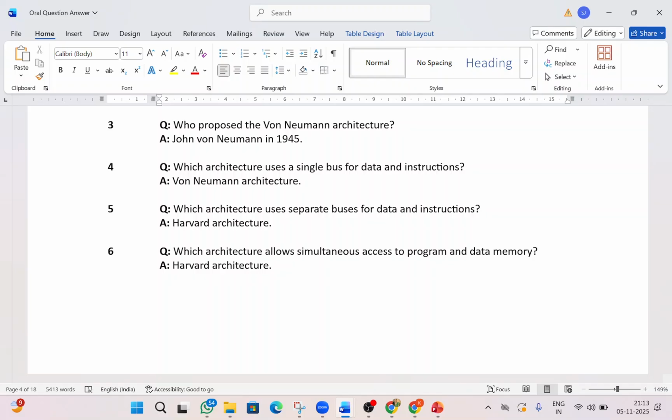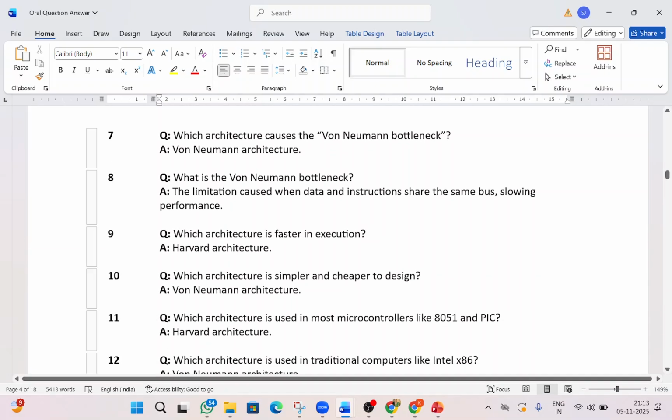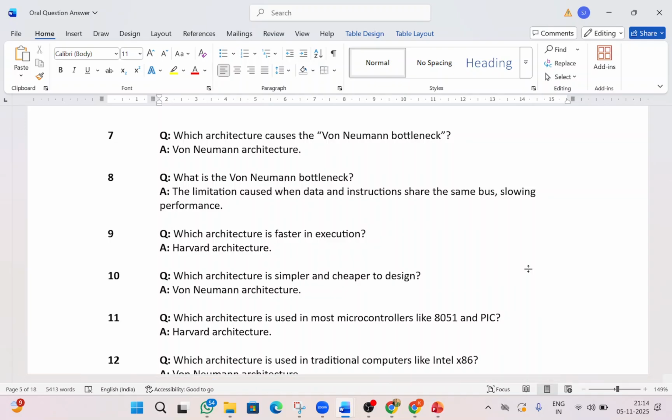Okay, next question. Question number 7. Which architecture causes the von Neumann bottleneck? Von Neumann architecture, because both data and instruction use the same bus, so causing the delay. Okay, that's the bottleneck. It creates the delay.